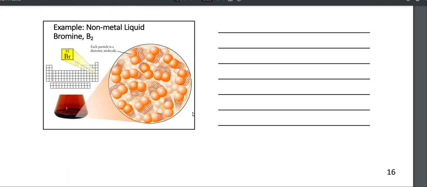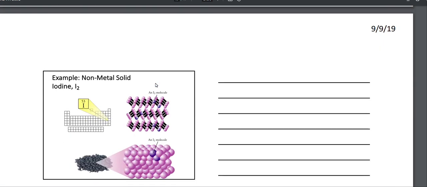Example of a nonmetal liquid, that would be bromine. Okay, and bromine exists as a... I'm sorry, this should be Br2. Okay, so because bromine exists in a liquid state, as we talked about with liquids, solids, and gases before, the particles are more closely packed to each other compared to hydrogen, with less space around, correct? So they keep bumping into each other. However, there's still a big degree of freedom for bromine. And bromine is also considered a diatomic molecule because we have 2 bromine atoms bonded together. Okay.